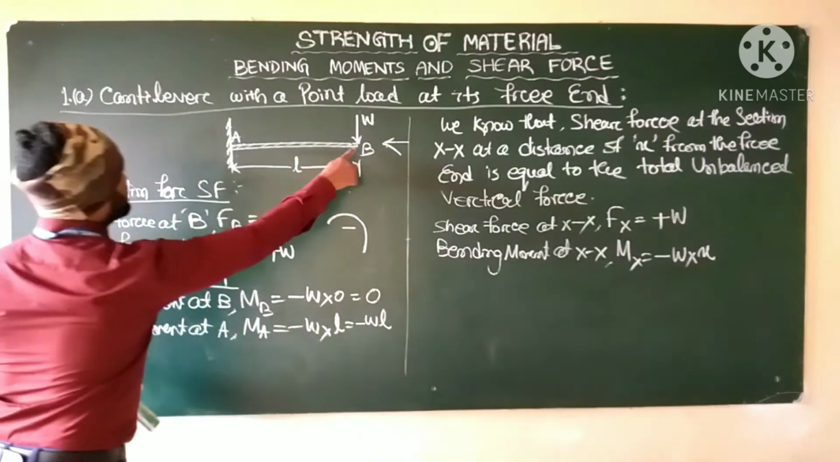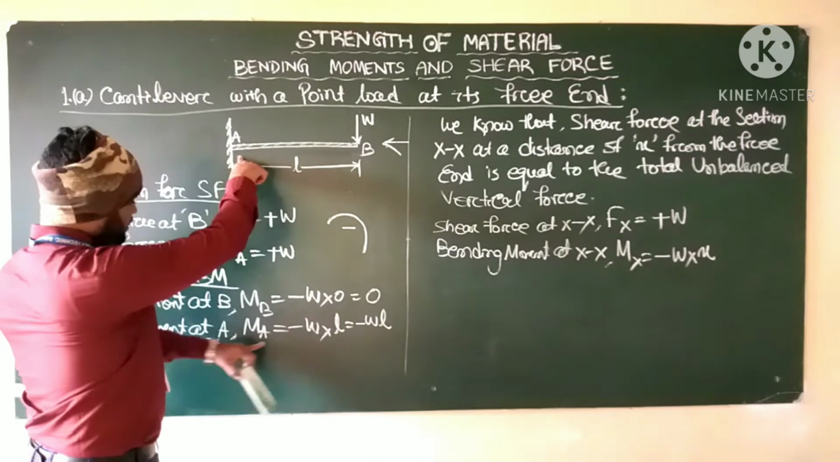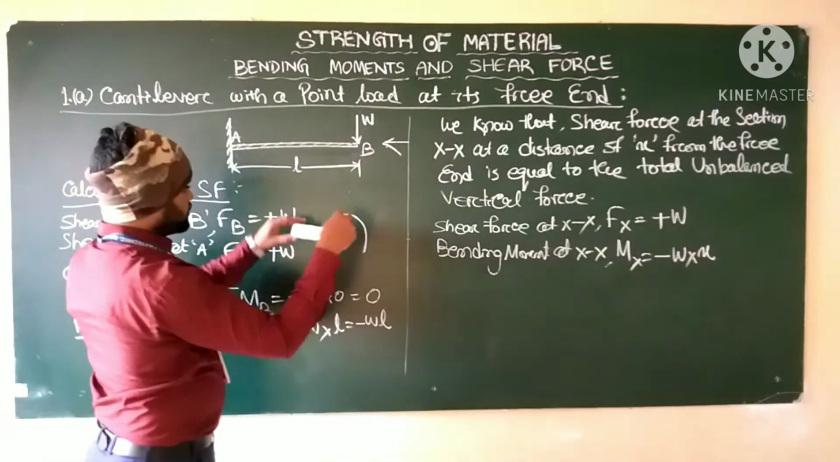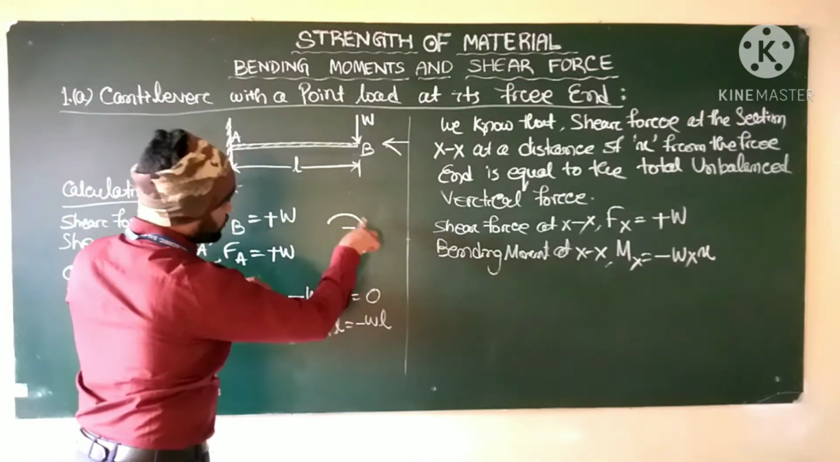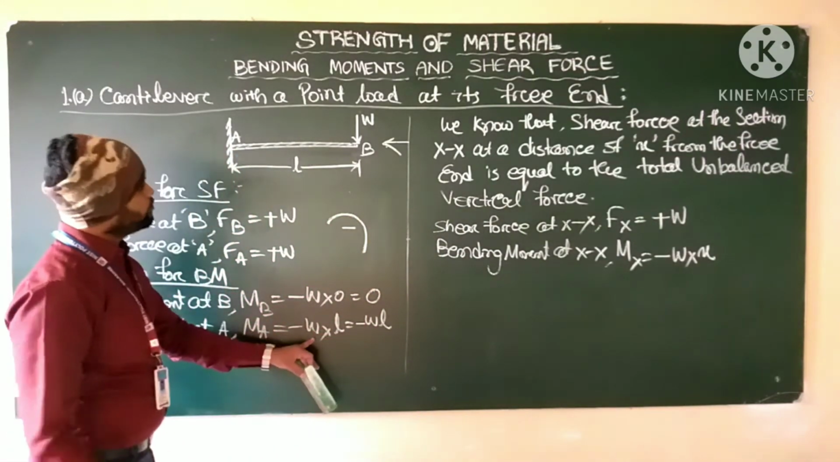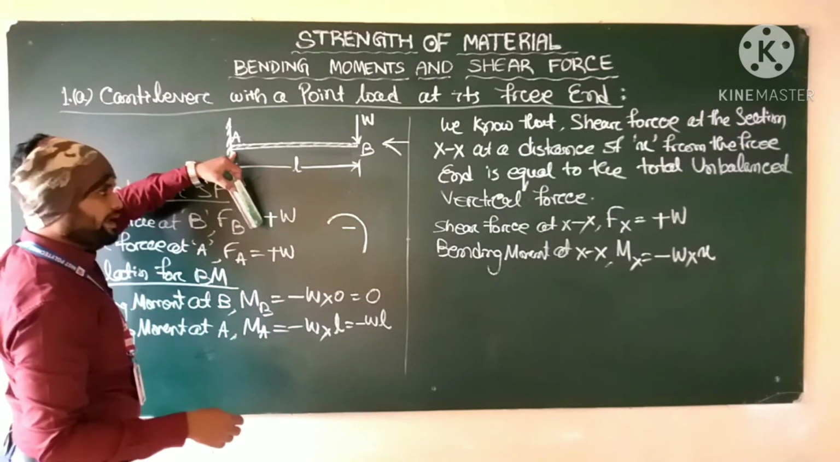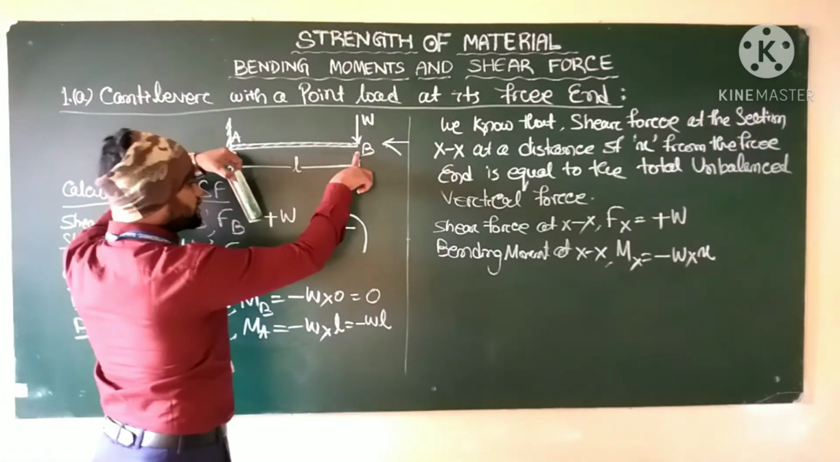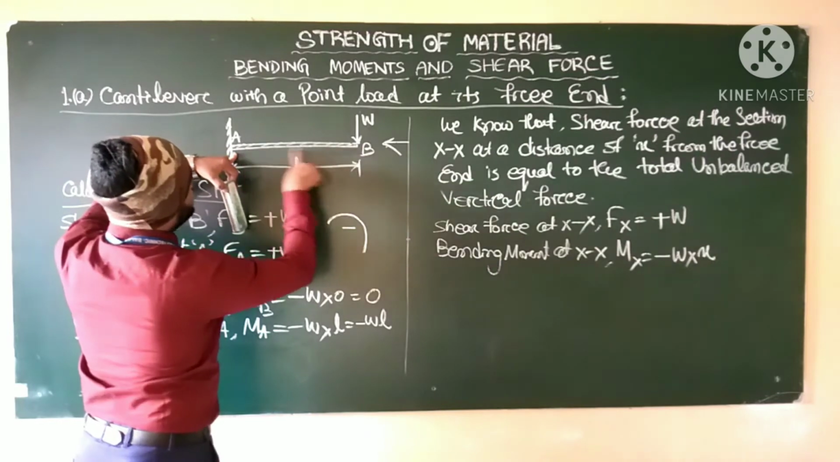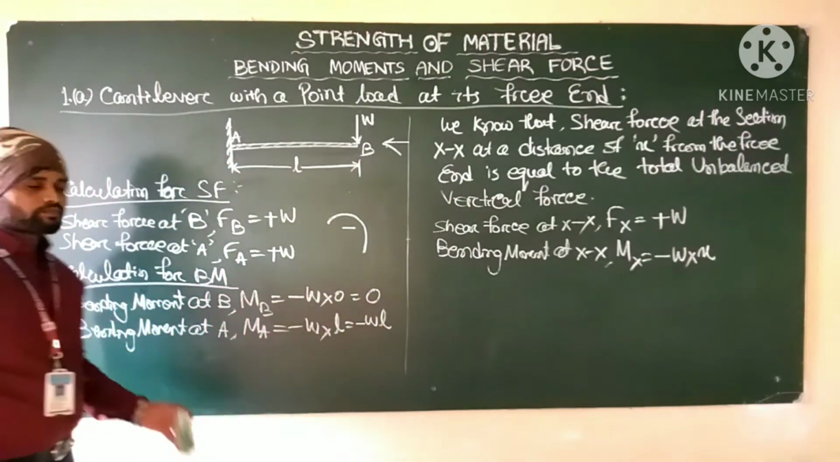Next, after B, a point A arises. The bending moment at A, that is MA, equal to same. The beam bent like this, convexity upward, or hogging moment, so minus. The load is W. Now we calculate the moment at A, but the load is at B. So how much distance? This perpendicular distance is small l. So W into small l equal to minus Wl.